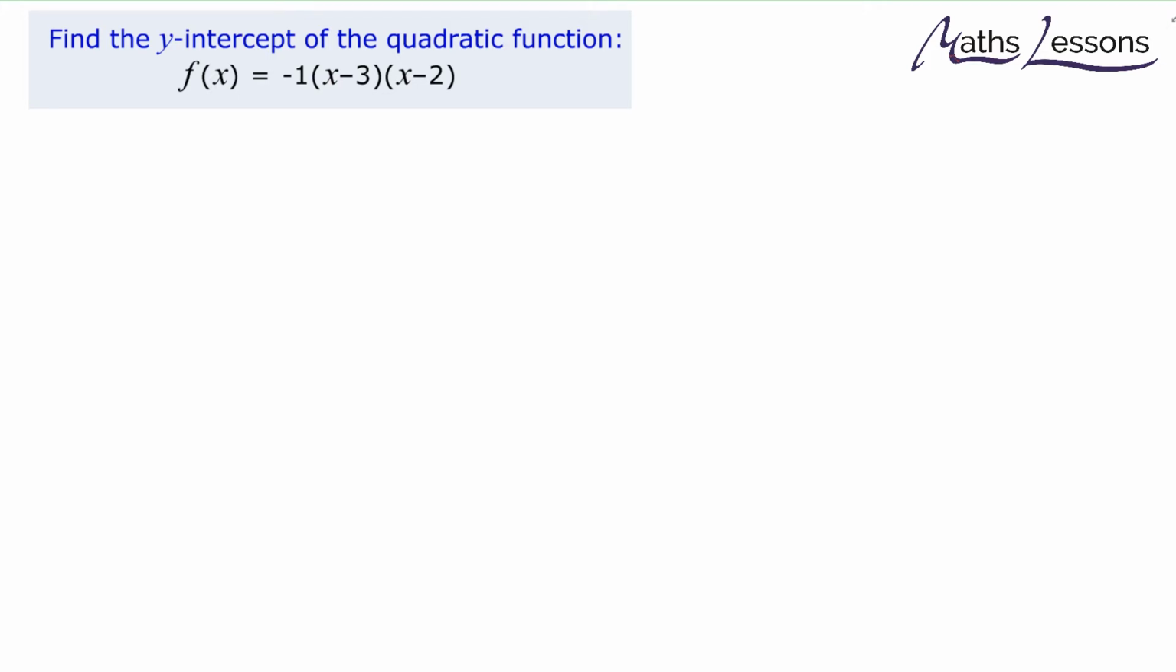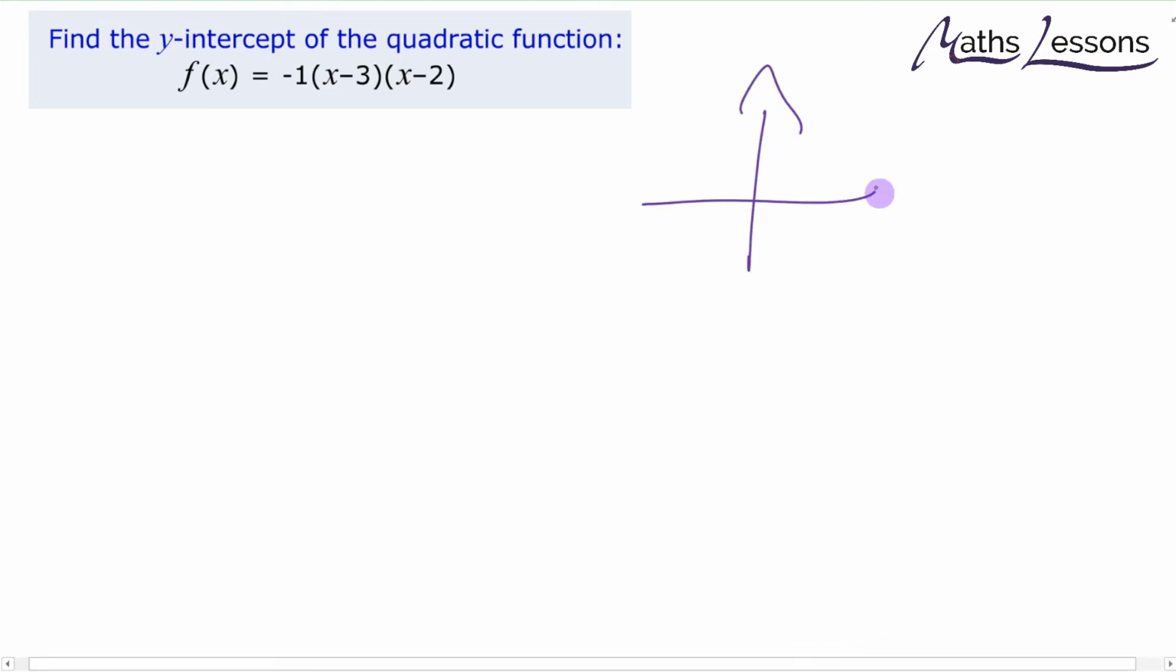Okay, so find the y-intercept. Remember what I said about the y-intercept? The y-intercept is going to be where the x value is 0. So put 0 into this, and we get f of x is equal to minus 1 times minus 3 times minus 2. So that gives me 6. That gives me minus 1 times 6 is minus 6. So it's going to cross at minus 6.